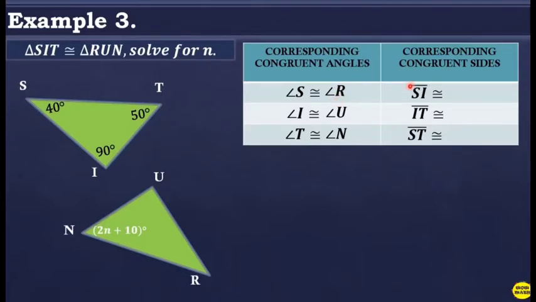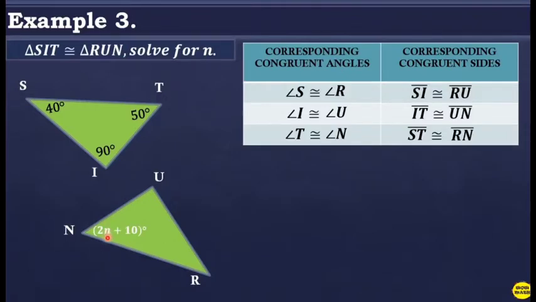Okay? So, we have now corresponding congruent angles. Let's proceed to sides. So, SI is congruent to RU. IT is congruent to UN. And ST, first and last, is congruent to RN. Okay? So, now, we are asked to solve for n. Okay? So, we need to look for the value of this variable or unknown.